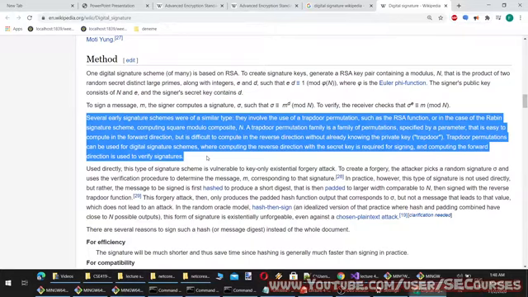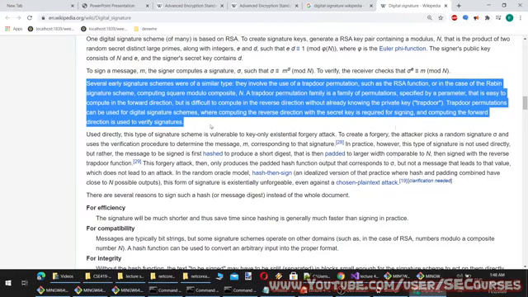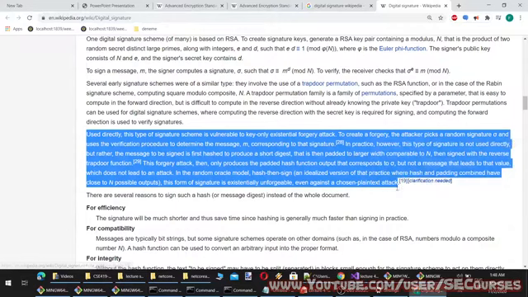A trapdoor permutation family is a family of permutations, specified by a parameter, that is easy to compute in the forward direction, but is difficult to compute in the reverse direction without already knowing the private key, the trapdoor. Trapdoor permutations can be used for digital signature schemes, where computing the reverse direction with the secret key is required for signing, and computing the forward direction is used to verify signatures. Used directly, this type of signature scheme is vulnerable to a key-only existential forgery attack. To create a forgery, the attacker picks a random signature sigma and uses the verification procedure to determine the message, m, corresponding to that signature.